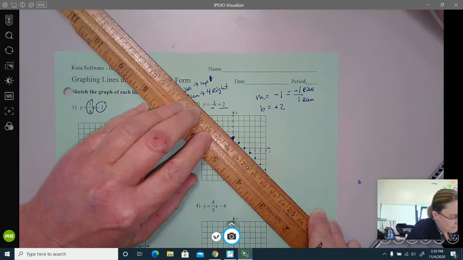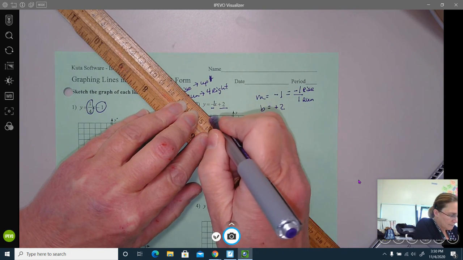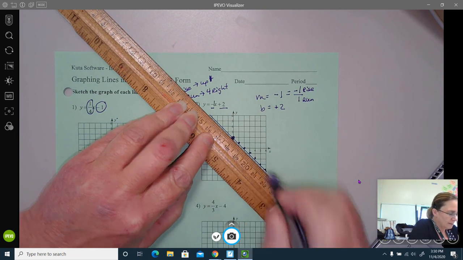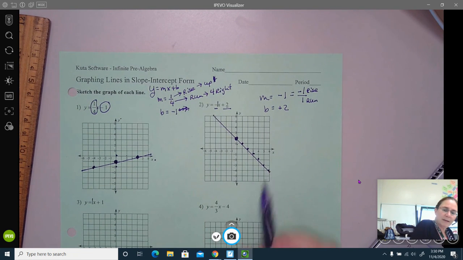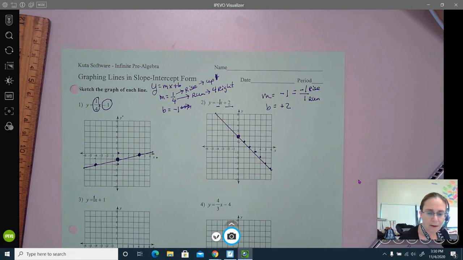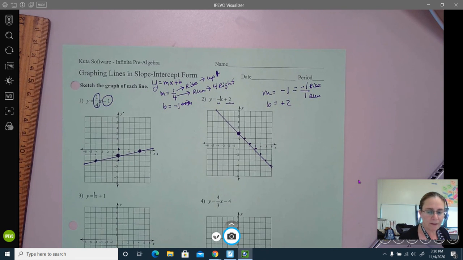And again, I take my ruler and I extend my line from edge to edge. All right, hopefully that gets you started on this, and see you later.